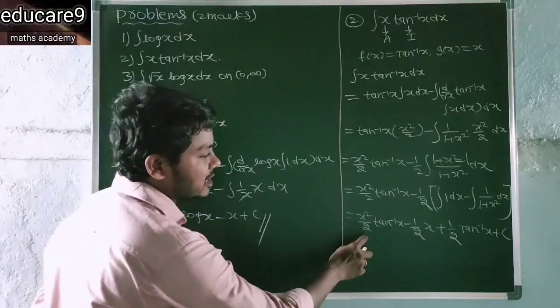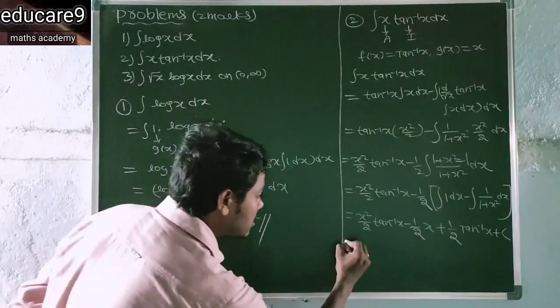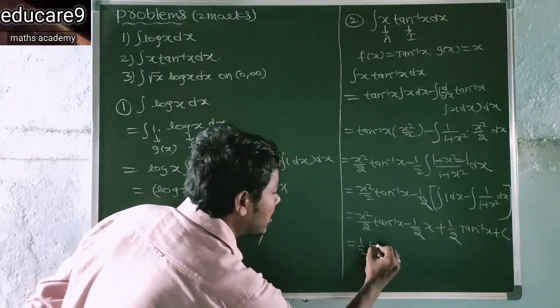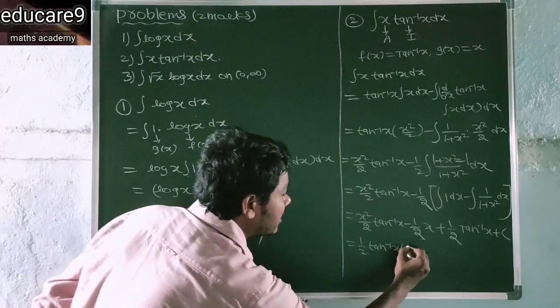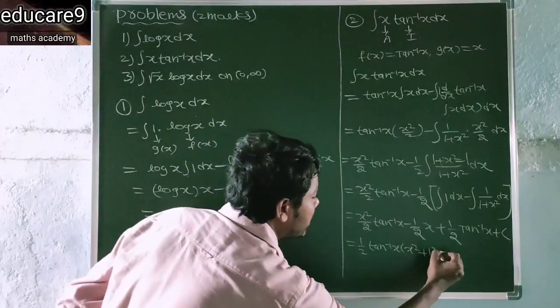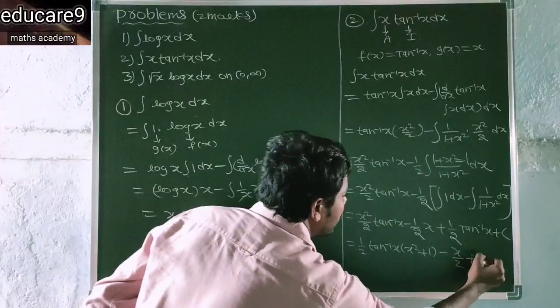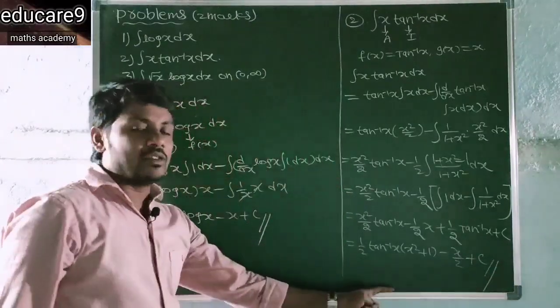So see here tan inverse x by 2, tan inverse x by 2 common. So what you get? 1 by 2 tan inverse x is common. You will get x square plus 1 minus x by 2 plus c. So this is the required answer.